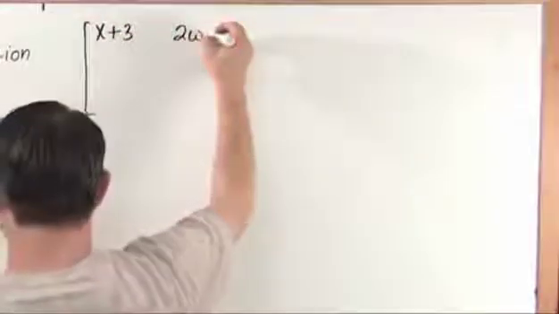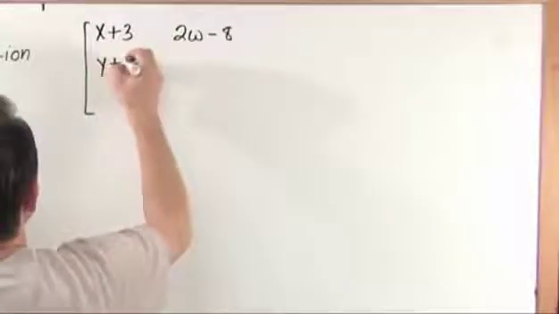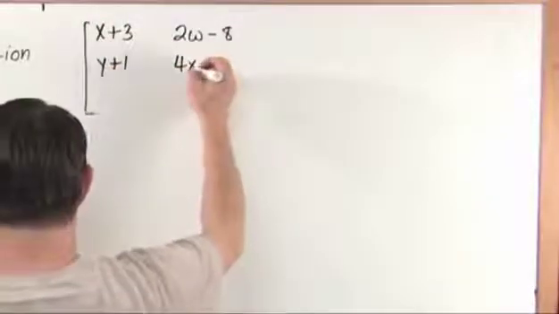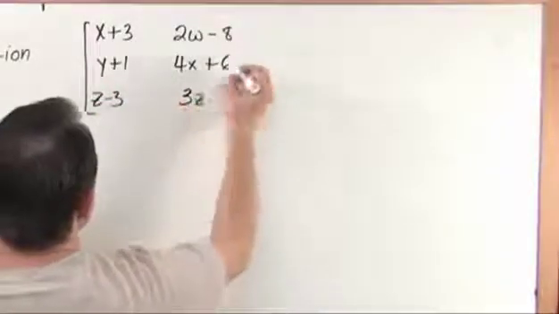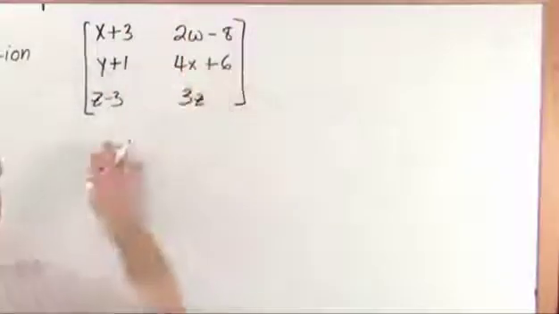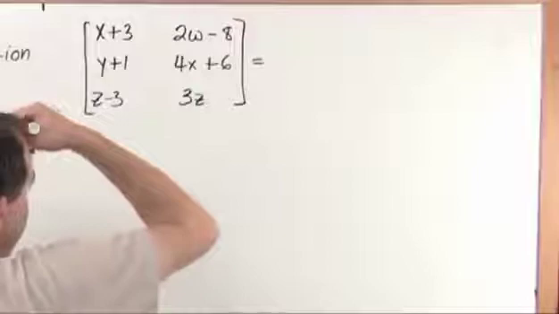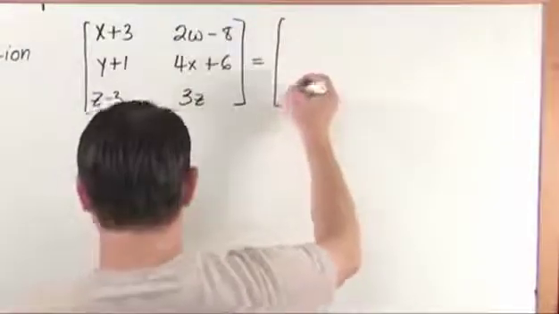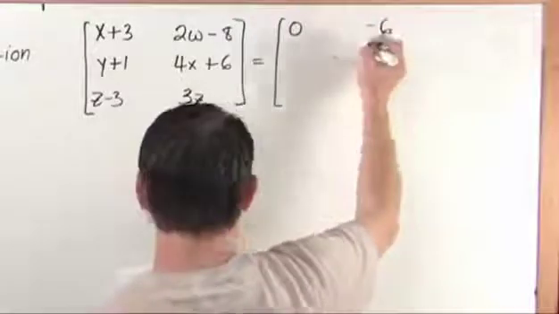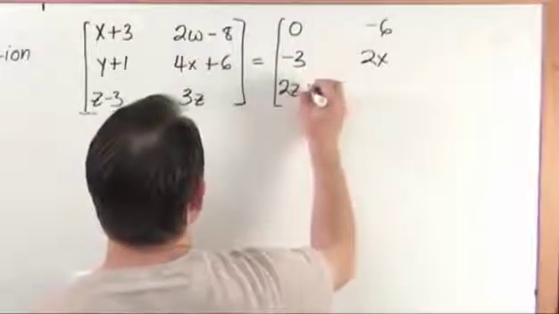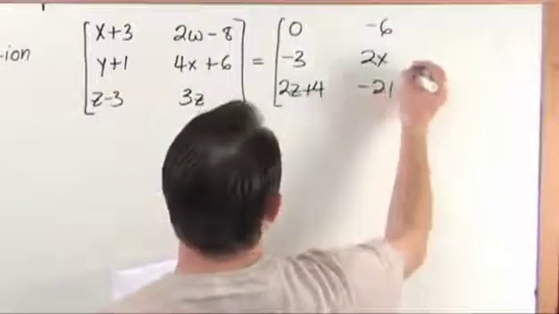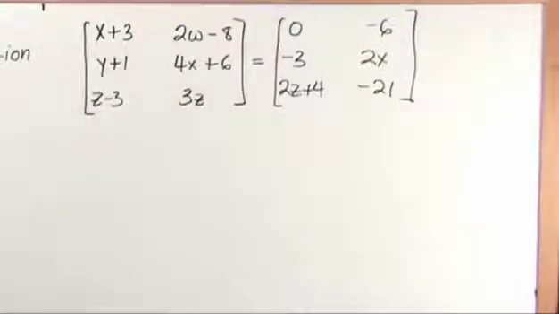We have x plus 3 over here, 2w minus 8, y plus 1, 4x plus 6, z minus 3, and 3z. This is a matrix, okay, with some elements inside. I just happen to have more complicated elements. There are expressions in there. And I'm claiming that this matrix is equal to this one over here: 0, -6, -3, 2x, 2z plus 4, and -21. Okay, so I have two matrices, and I'm claiming they're equal. They do have the same size and shape.